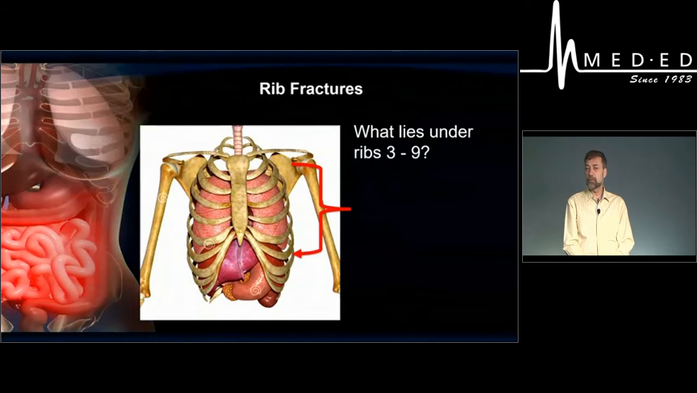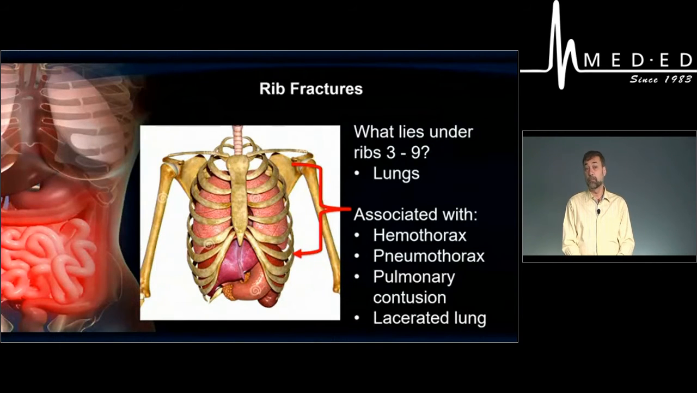Now let's move down to ribs 3 through 9. So what lies under ribs 3 through 9? Well, lungs, right? That's the main thing. And to a certain degree, you've got a little bit of heart there on the left side under there as well. So we would mainly anticipate lung injury with ribs 3 through 9 on either the right or the left. And then you also have to consider the possibility of a cardiac injury as well. So most of the time, ribs 3 through 9 are going to have injuries such as hemothoraces, pneumothoraces, pulmonary contusions, lacerated lungs, and things like that.